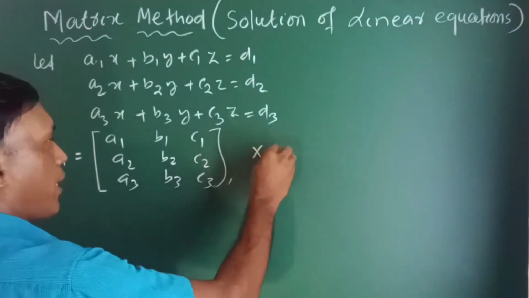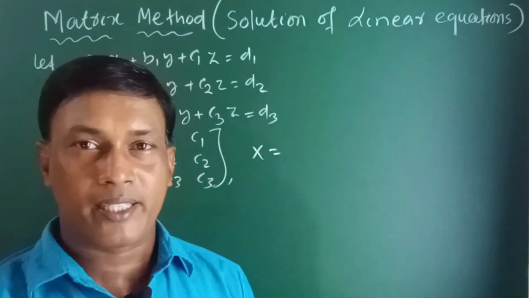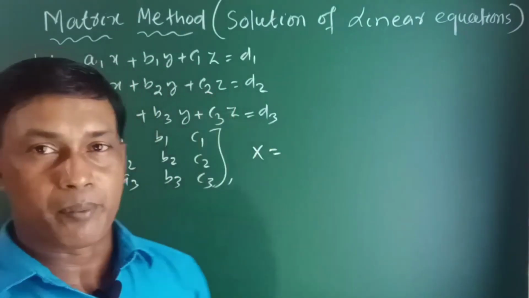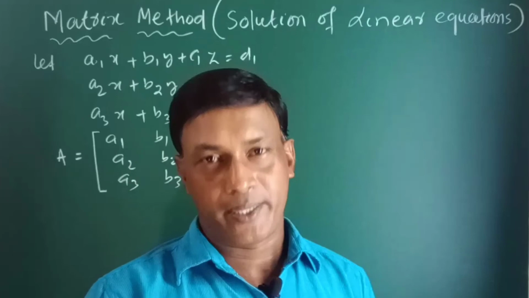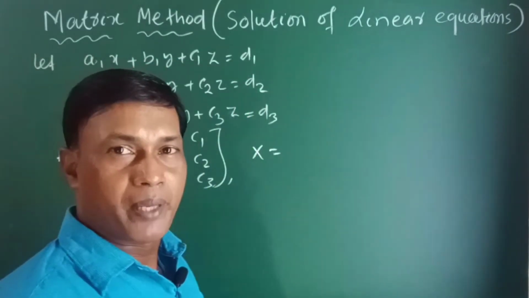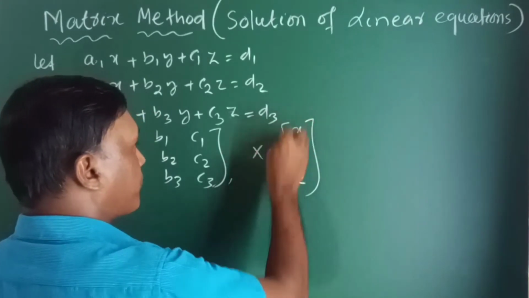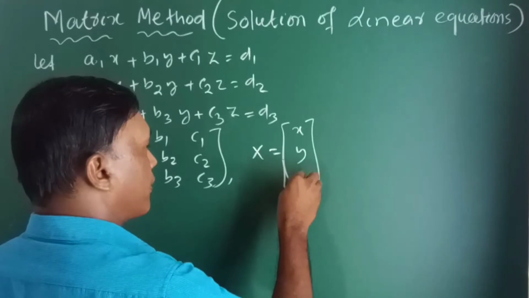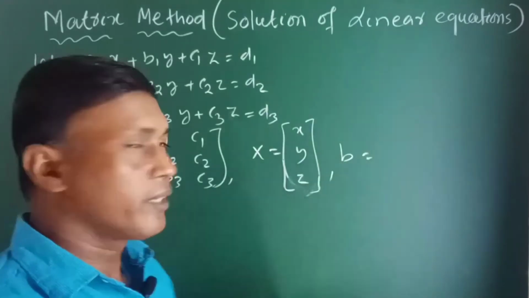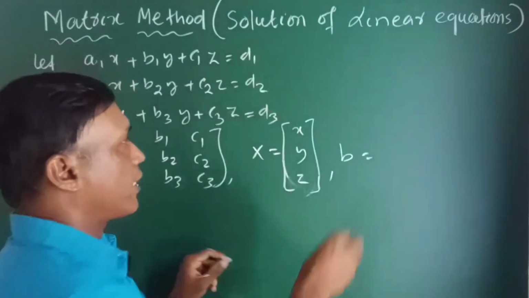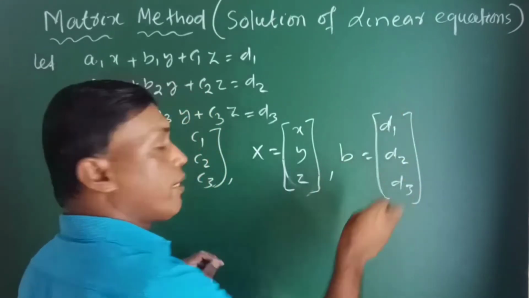Then is the matrix X, which is the matrix of variables and is a column matrix. Here there are 3 variables, x, y, z. Actually we want to find the values of x, y, z. So the X matrix is the matrix of variables and is a column matrix x, y, z. Next is to form a matrix B, which is the matrix of constants. The constants are D1, D2, D3, and this is also a column matrix.